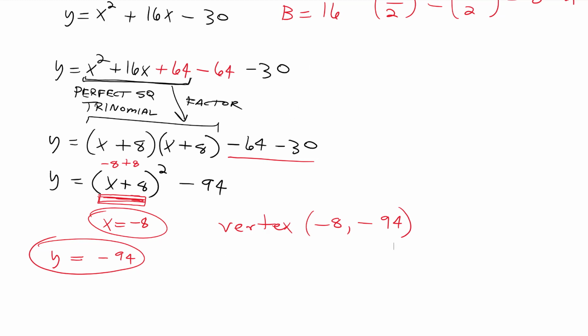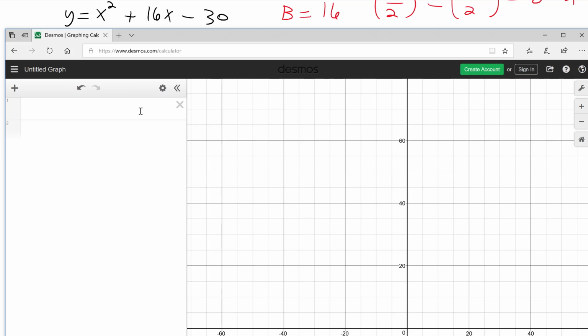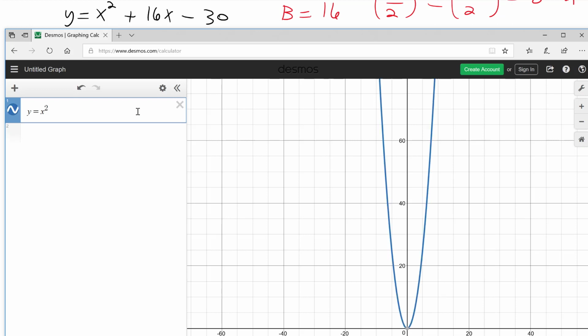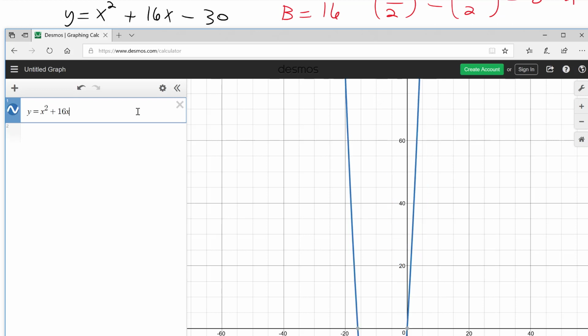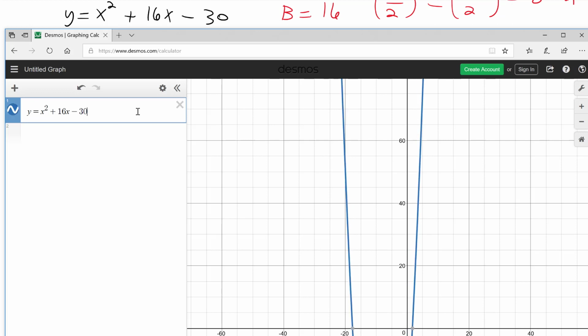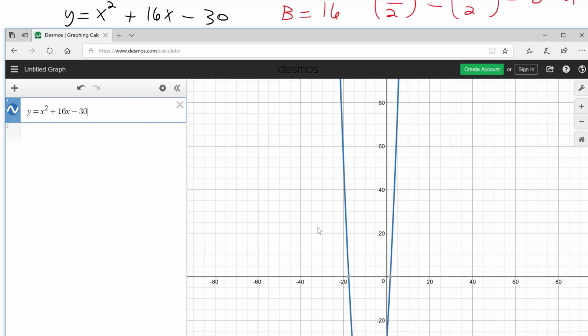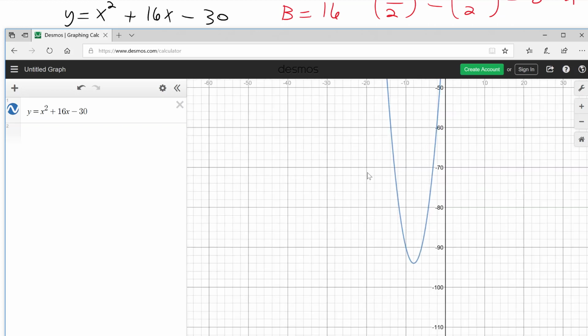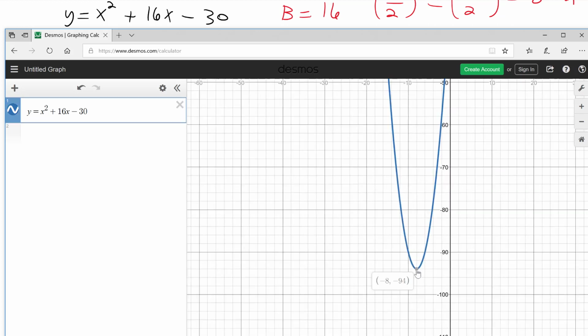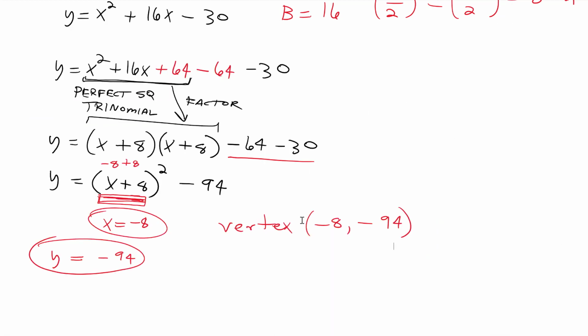And if we graph this, we will see exactly that. So let's go ahead and graph that real quick. I like to use desmos.com, and we can say y equal x squared plus 16x minus 30. And let's take a good look at this graph here. Let's zoom in a little bit. And here you can see that the vertex is negative 8, negative 94. So that's the way of doing that.